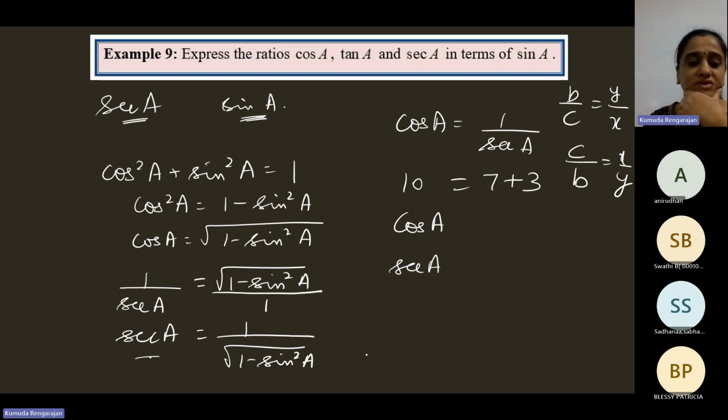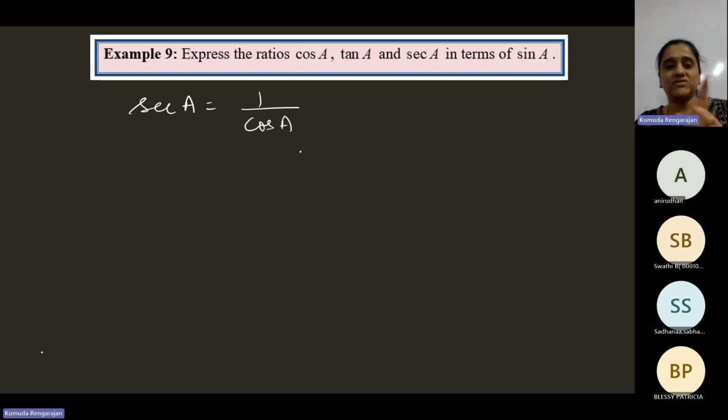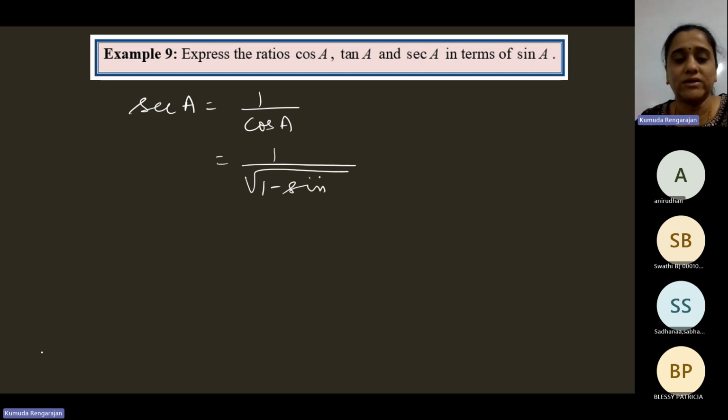All right. So this is secant A in terms of sin A. Now you can also approach it like this. We have to write secant. What is secant A? Secant A is equal to 1 by cos A. So you have different ways of doing it. But we have to write secant in terms of sine, not cos. Okay, let's take away cos. So 1 by, what is cos A? Root of 1 minus sine square A.